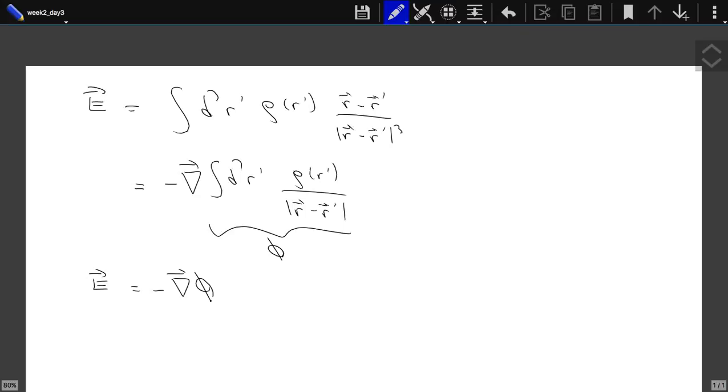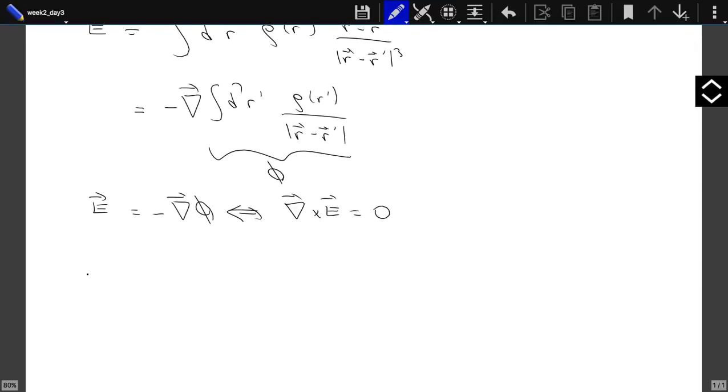But this automatically led us to the conclusion that the curl of the electric field is equal to 0. In fact, if you have any vector field whose curl is equal to 0, you can always write it as the gradient of some scalar function. So this is a two-way implication. If one is true, then the other one is also true.